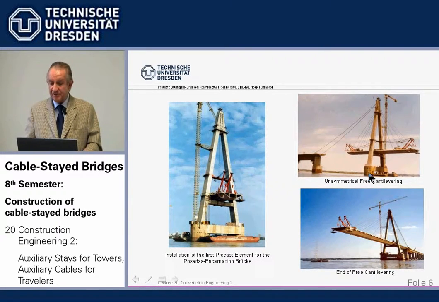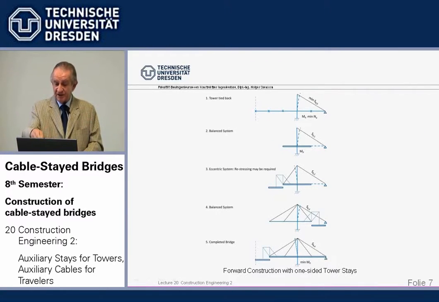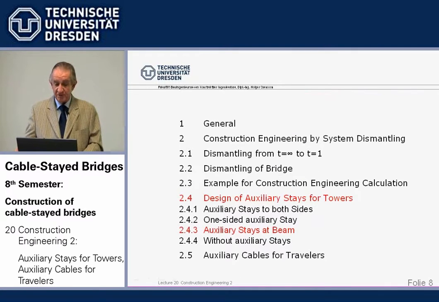And we see here the situation where we have a sturdy tower. We have here the beam just cantilevering or being eccentric to the main span, and we have only the one backstay which takes care of this unsymmetric situation. So only one backstay. And again, the calculation is similar to what we had.